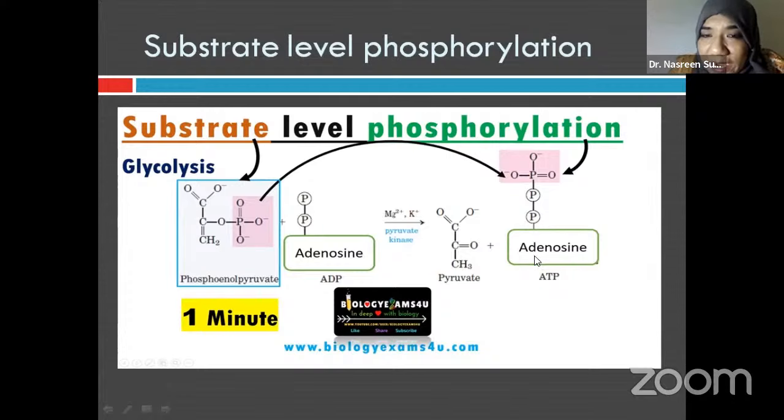Now this adenosine, when it is combined with pyruvate, gives its phosphate to phosphoenol pyruvate. It is giving this pyruvate its phosphate, and it is giving you ADP. Okay, hydrolysis.